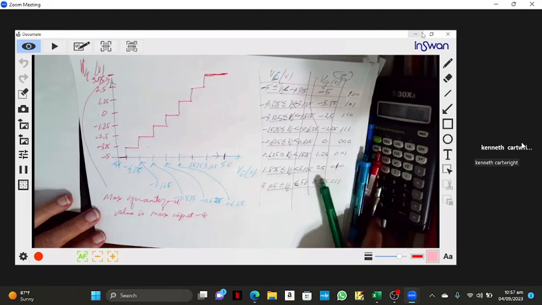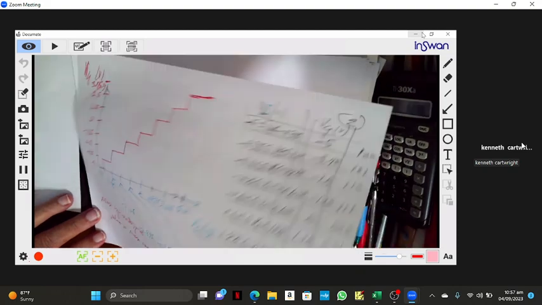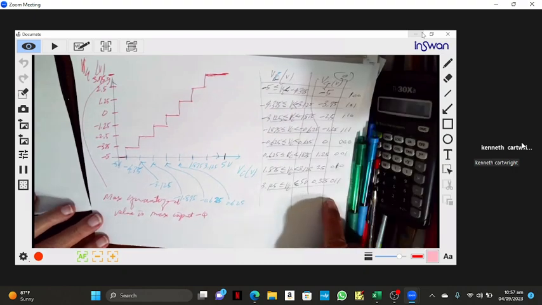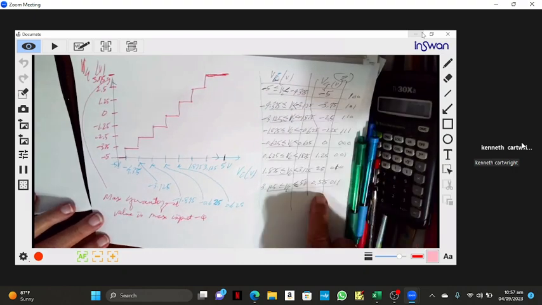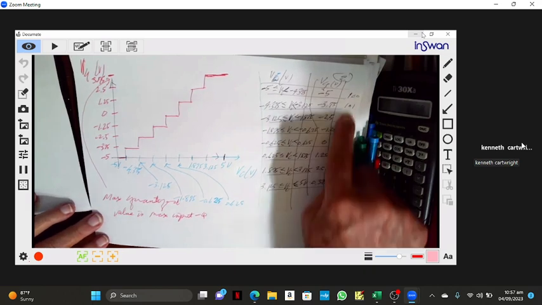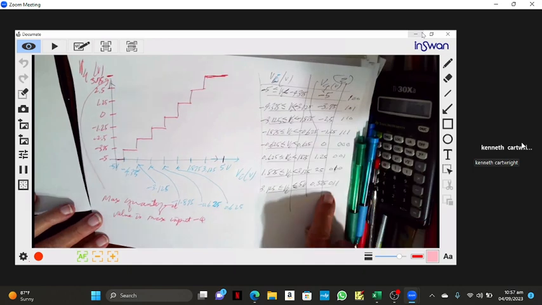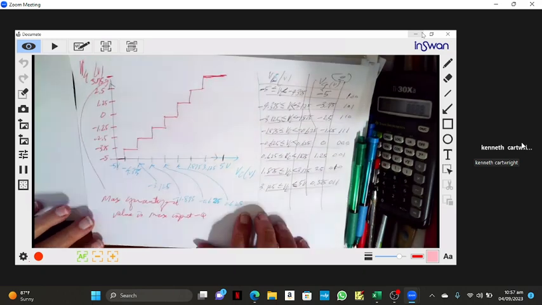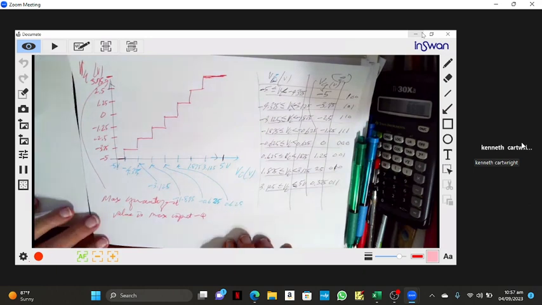You understand? This is not the only way you can assign bits to these numerical values. There are other ways of doing it. This is the way the book does it. This example is right out of the book, by the way. Okay. Any questions about this?